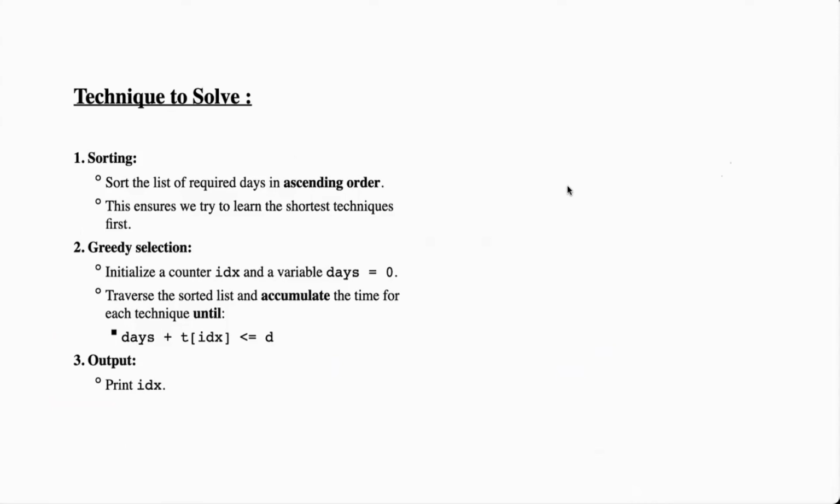So how will we solve the question? Firstly, we'll sort the list of required days in ascending order. This ensures that we'll try to learn the shortest techniques first. Second, greedy selection. We will initialize a counter IDX and a variable days with value 0.